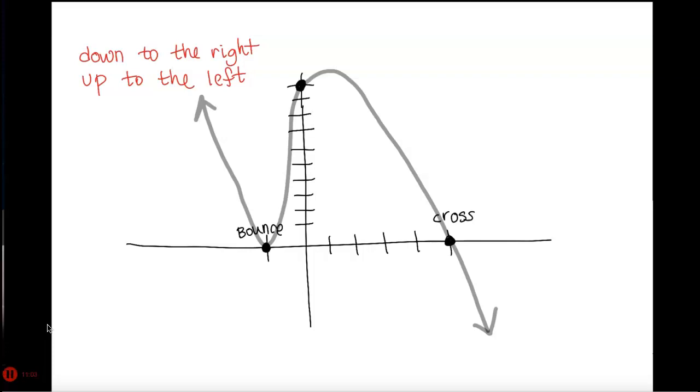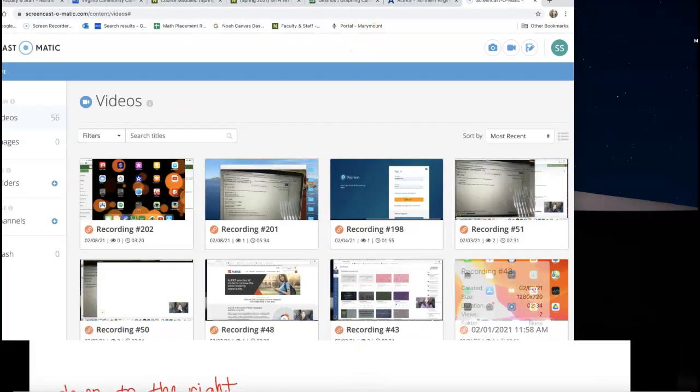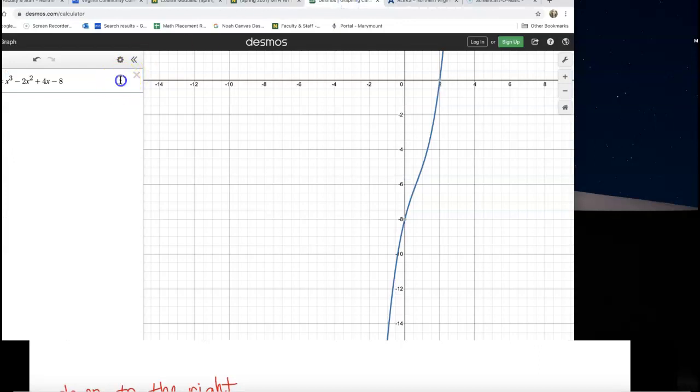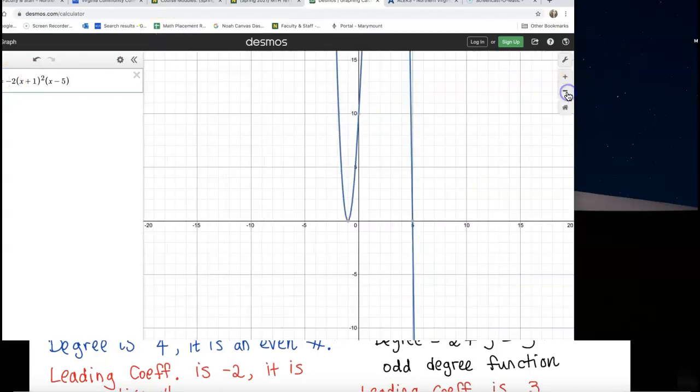What I will now do is use a graphing calculator to see if it looks similar at least. It's not going to be accurate because I only have 3 points, but the sketch should be similar, right? So now I'm going to the Desmos graphing calculator and I will graph the function. The function is -2 times (x plus 1) squared times (x minus 5). And I will do the home zoom so that you can see.